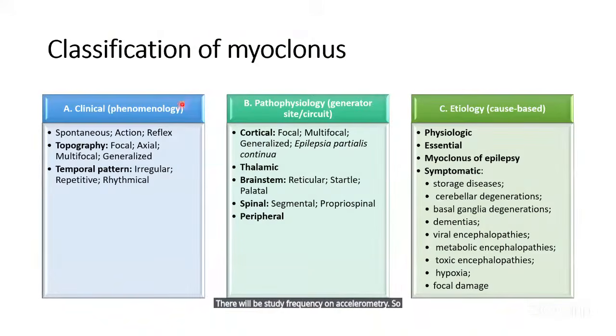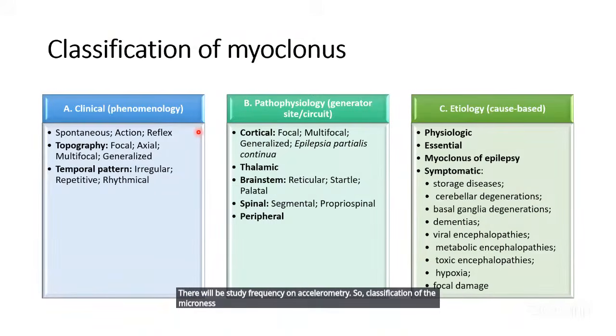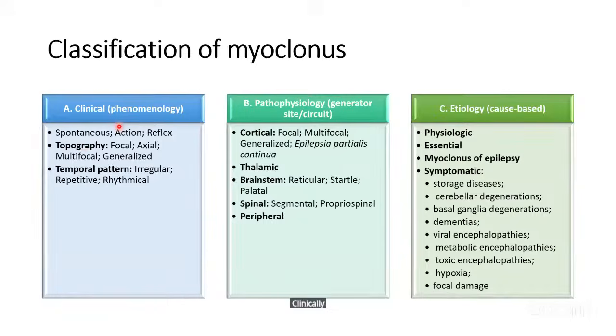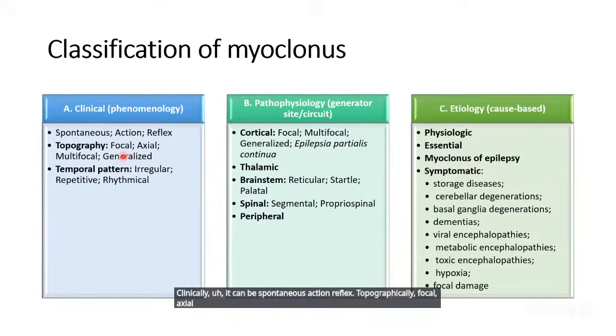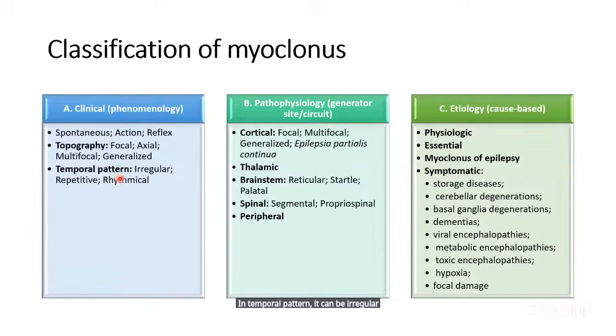So, classification of myoclonus. We can classify myoclonus in multiple ways. Clinically, it can be spontaneous, action, or reflex. Topographically, focal, axial, multifocal, or generalized. In temporal pattern, it can be irregular, repetitive, or rhythmical. And pathologically, it can be differentiated as cortical, subcortical, and, in subcortical, thalamic, brainstem, spinal, or peripheral. Spinal again has segmental and propriospinal.